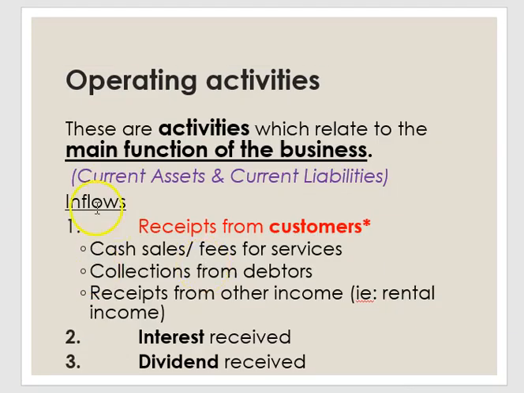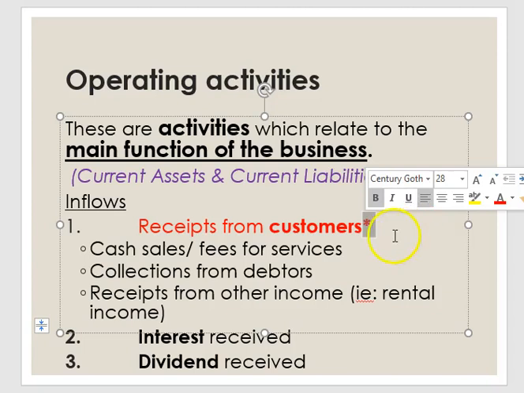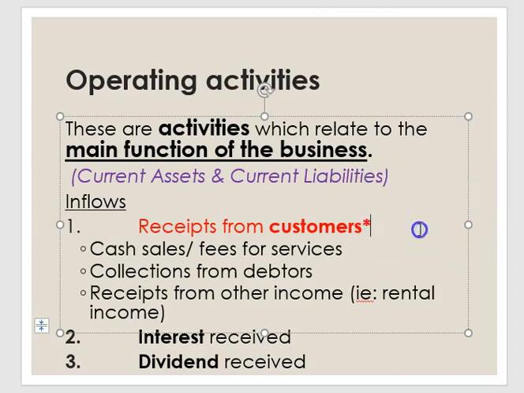So we start off with the inflows. Number one, receipts from customers. Can you see the star over here? I purposely put a star over here to remind you that in every operating activity section, there must be a receipts from customers.